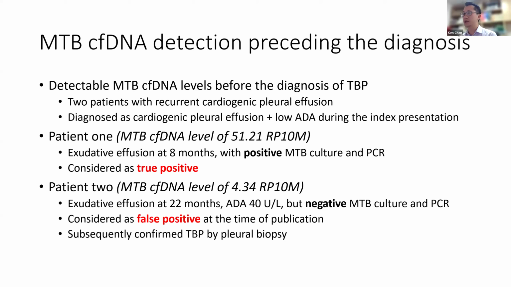Patient two had an index MTB cell-free DNA level of 4.34 reads per 10 million. Then he had recurrent pleural effusion afterward, which was transudative. At the time of publication, we considered this case a false positive, but after publication, the patient finally agreed to have a pleural biopsy, which confirmed TBP. So this case should later be considered a true positive.